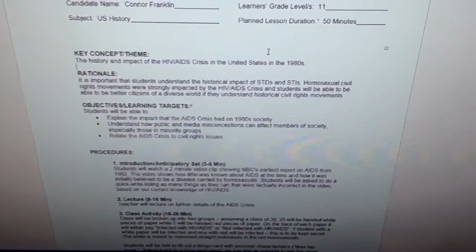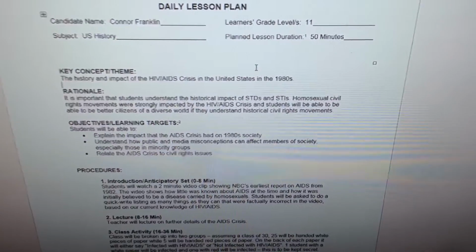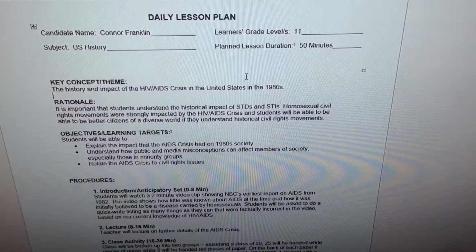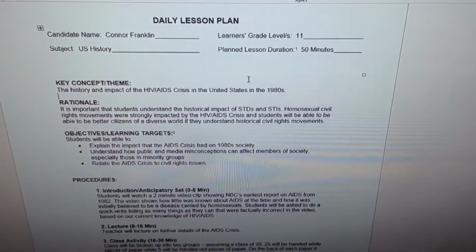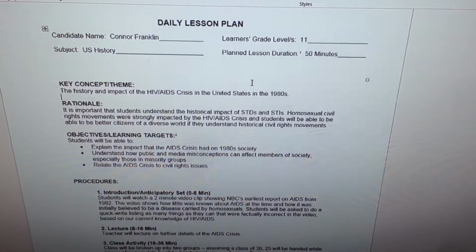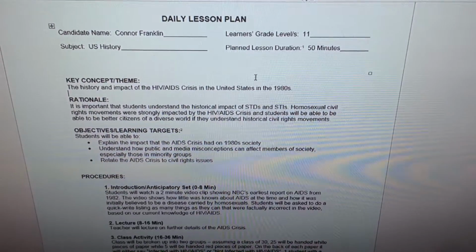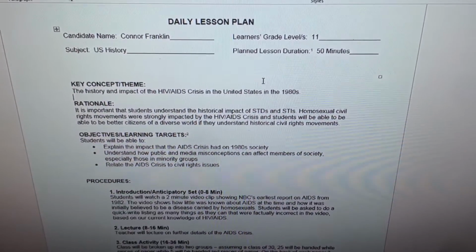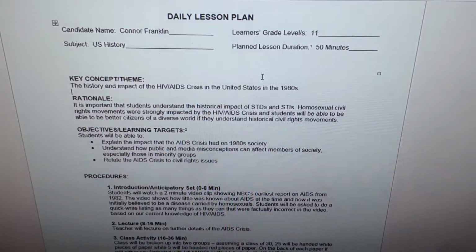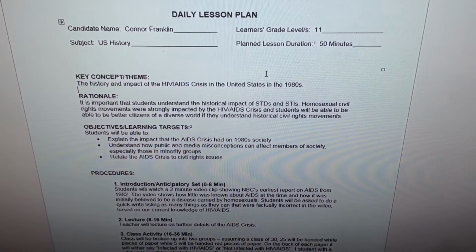So some of the learning targets and objectives are that students would be able to explain the impact that the AIDS crisis had on 1980s society, understand how public and media misconceptions can affect members of society, especially those in minority groups, and relate the AIDS crisis to current civil rights issues.